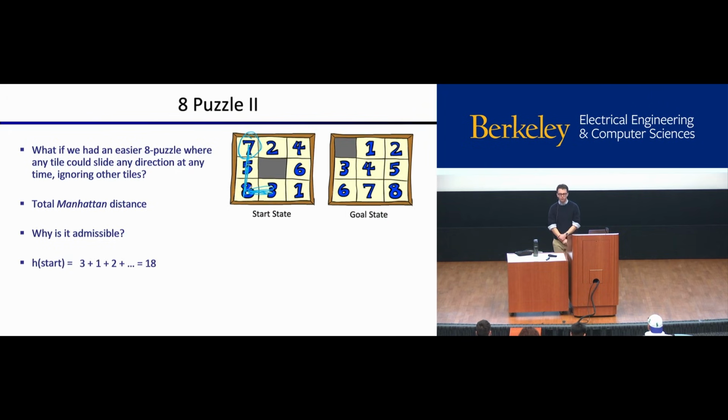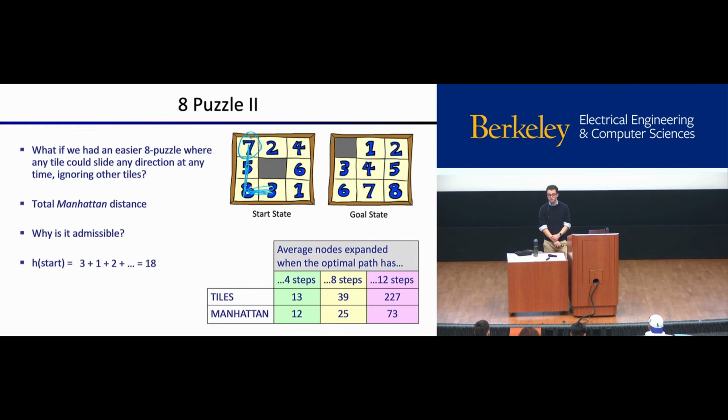So we could add up all the heuristics for each of these tiles, and that would give us 18 for the starting state. I won't go into the details, but this will give us an even further reduction in the amount of nodes that we expanded. So we get 200 versus 73, and so this is even nicer.